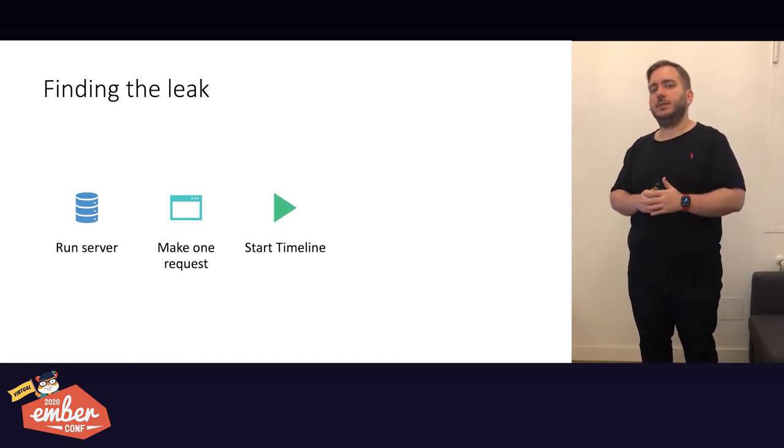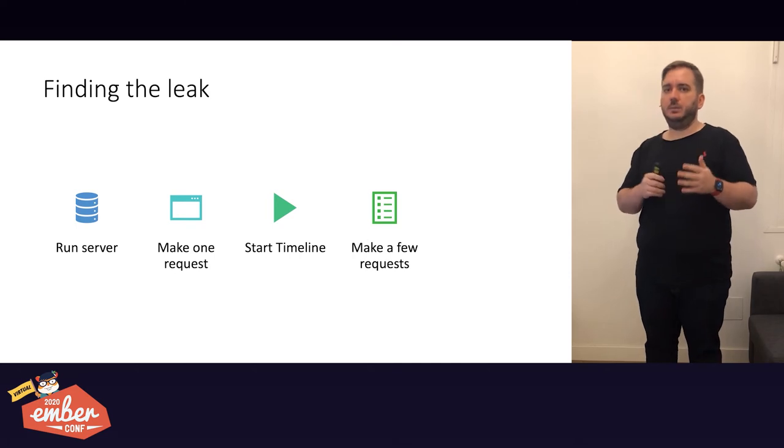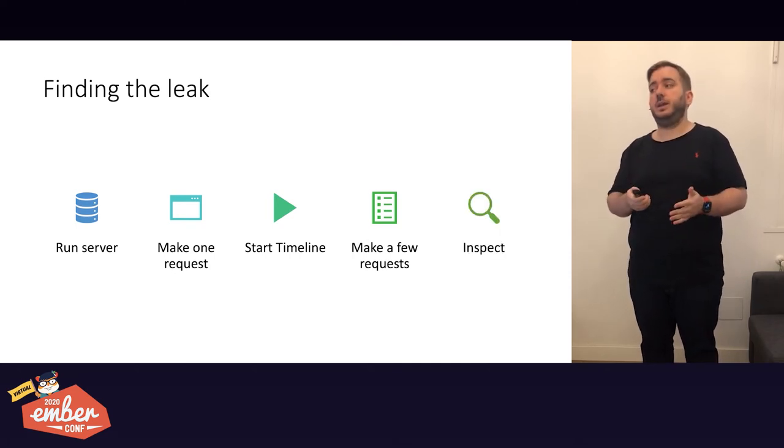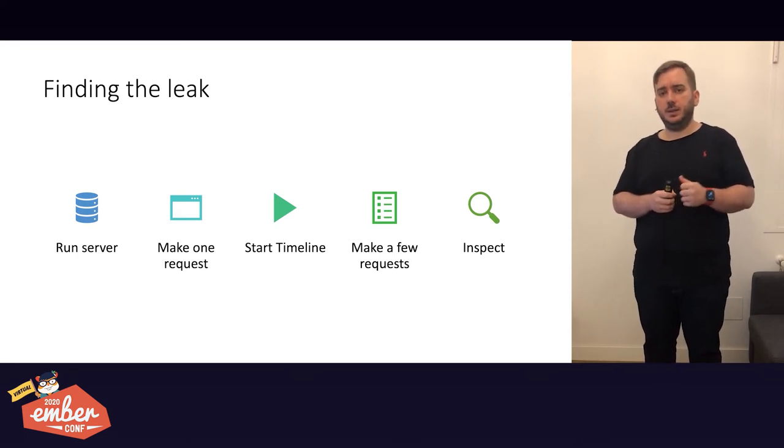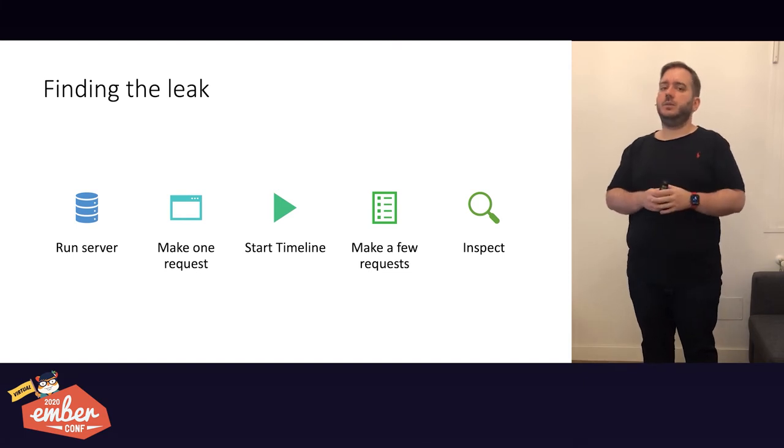Then you start the timeline. And finally, make a few requests so you can inspect the code. For making those few requests, we usually use Apache Benchmark, the ab tool, with concurrency 1, so you can see more clearly each of those requests.